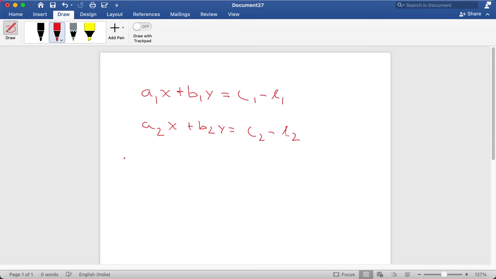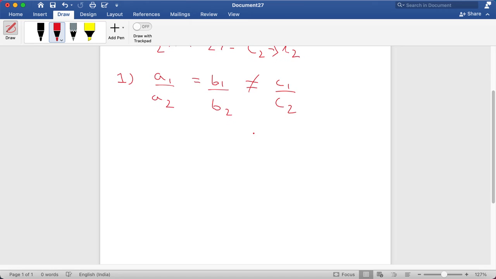Now the first case is if a1 by a2 is equal to b1 by b2, but it is not equal to c1 by c2. If it's like this, then the lines L1 and L2, these lines, they don't intersect and hence they have no solutions.